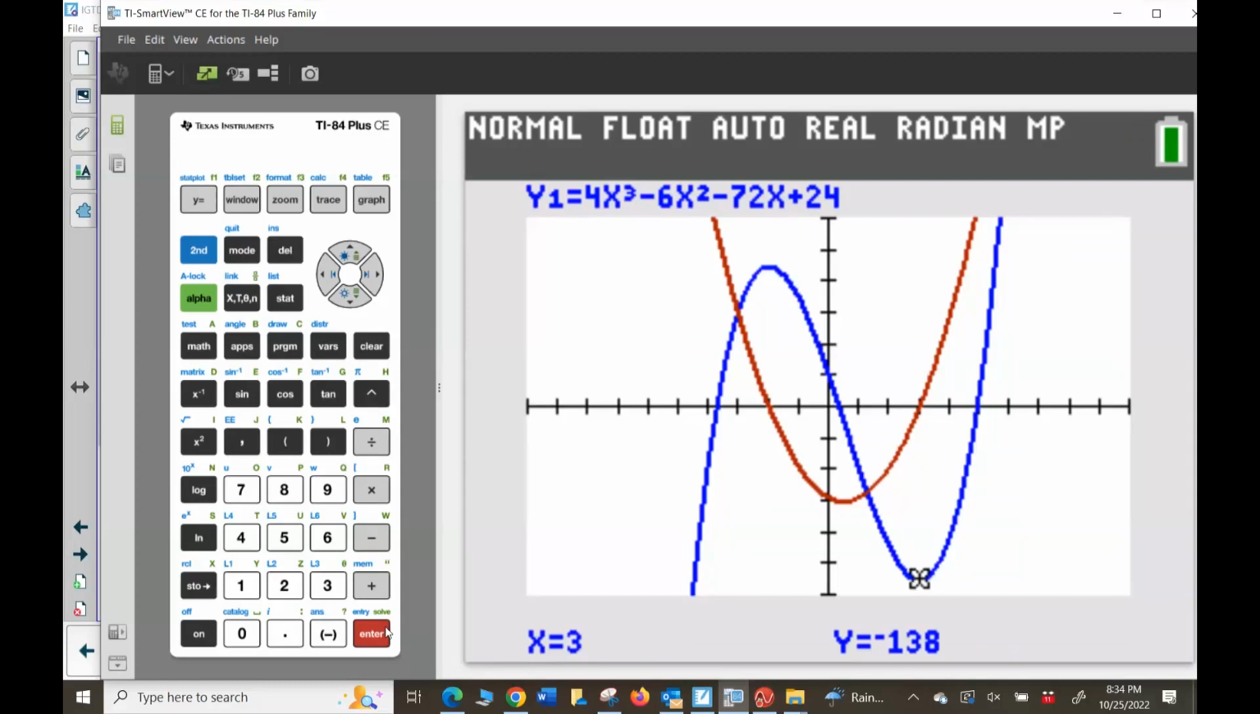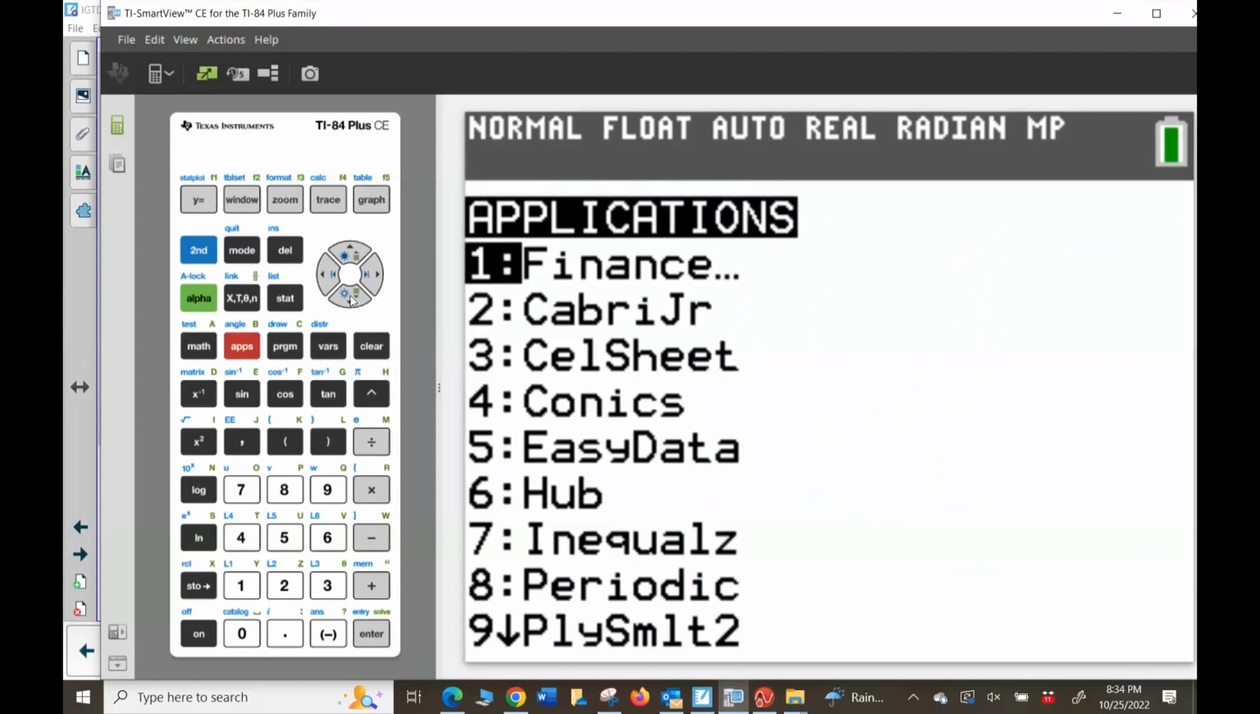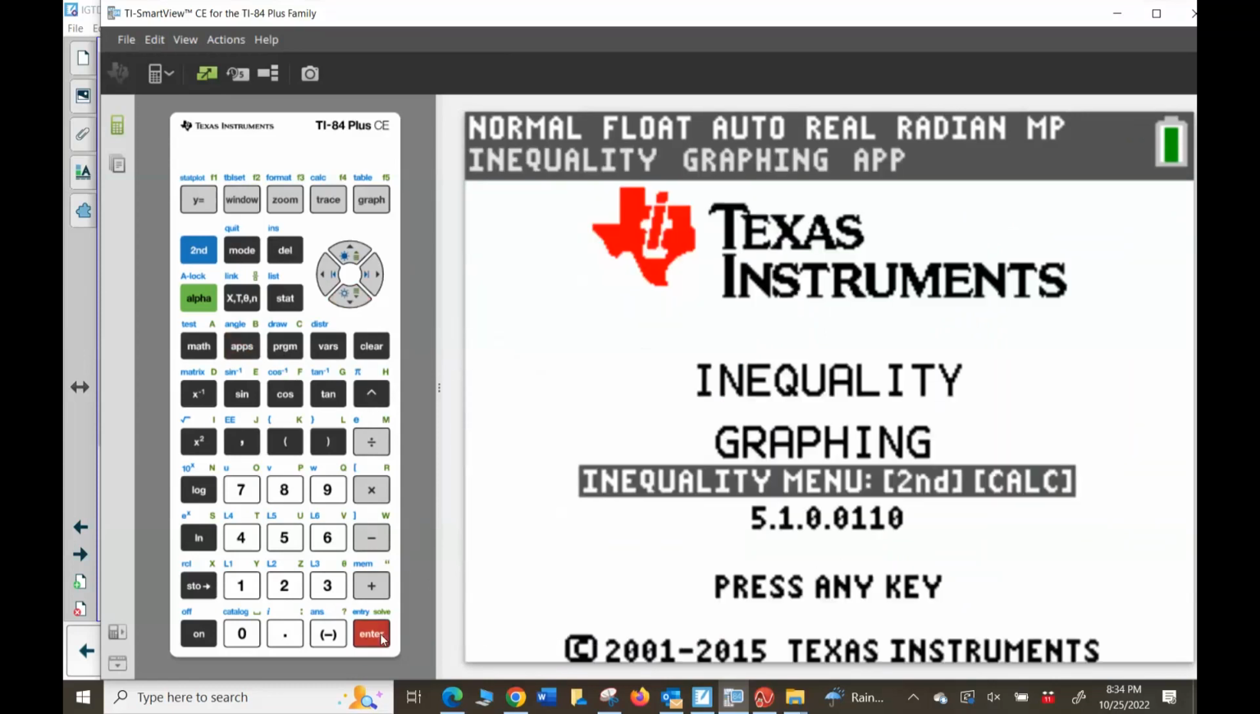Okay. So to help me see that, I'd like to actually draw vertical lines at those two places so that I could see that better. I'm going to use the inequalities app because the inequalities app has x equals in it. And this is where those of you who don't do calculus, you can use the inequalities app as well. So I'm going to go ahead and run the inequalities app.